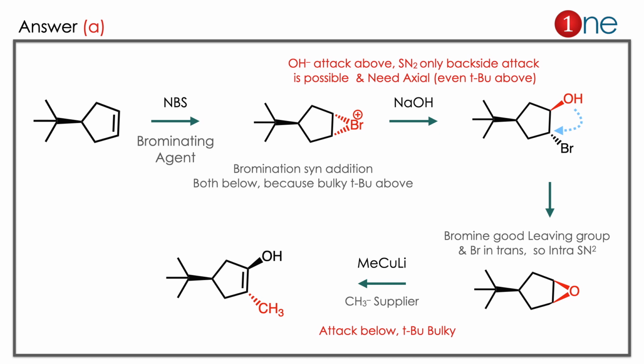Here you have to learn 2 things. One is bromination is always syn addition. Syn addition means both bonds are on the same plane. Then SN2 needs backside attack. Hence OH comes here above the plane.